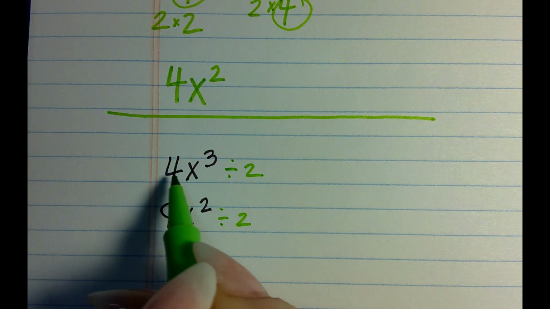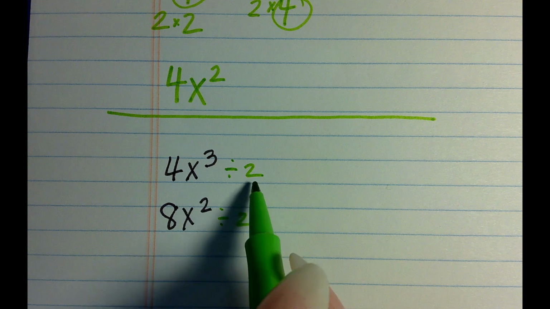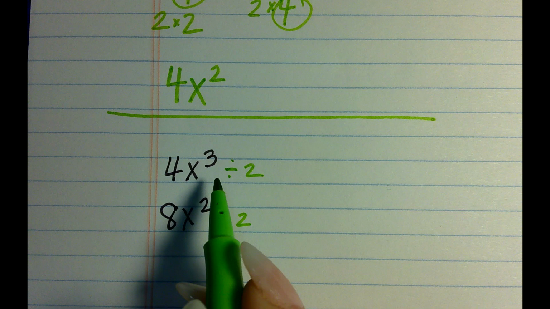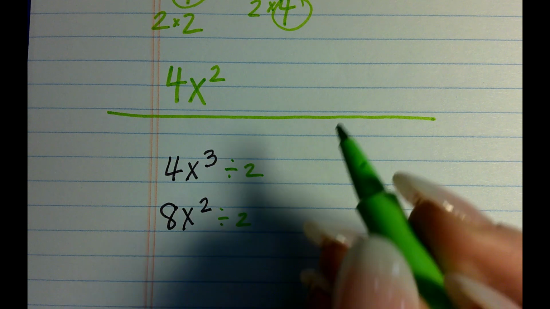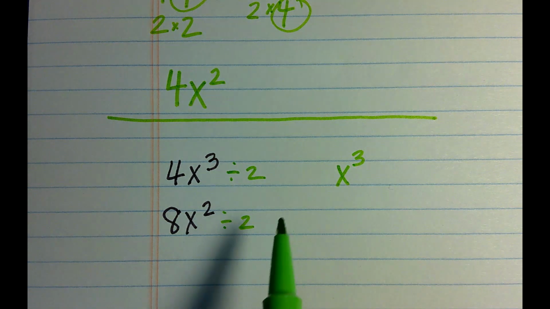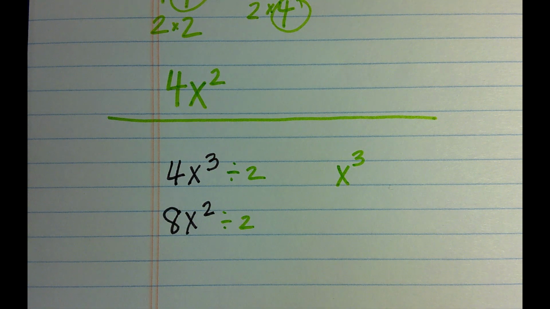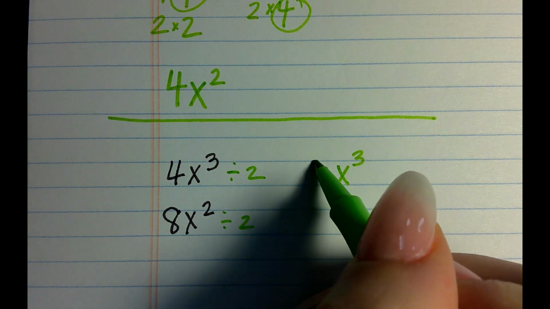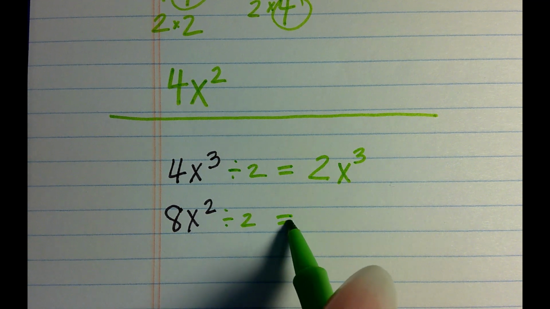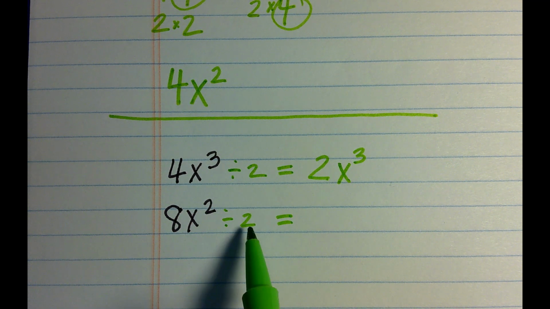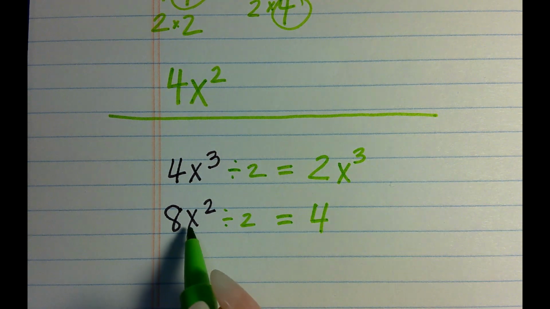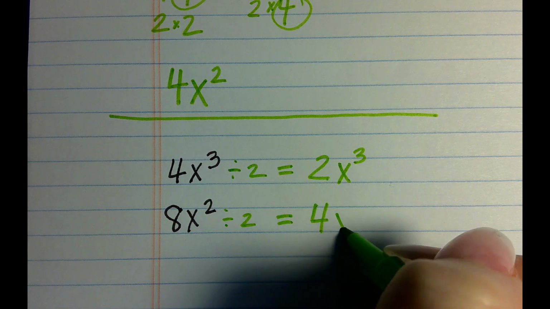What happens when I have 4x to the 3rd power and I divide it by 2? Does my x change? My x won't change because I'm not dividing by an x. So I'm still going to have x to the 3rd power. Now, what's 4 divided by 2? 2. So I've reduced this down to 2x to the 3rd power. Now let's see, 8x squared divided by 2. What's 8 divided by 2? 4. And then I still have x squared, right? We haven't done anything with the x yet.